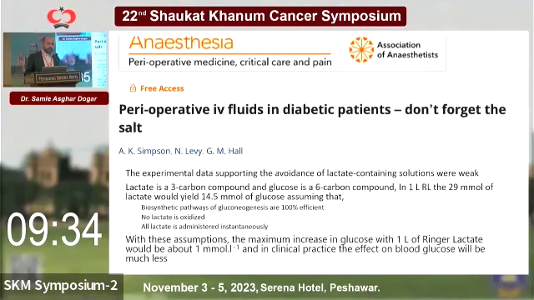Don't forget the salt. What they noted was that lactate is a 3-carbon compound and glucose is a 6-carbon compound. In 1 liter of ringer lactate, the 29 millimoles of lactate would yield 14.5 millimoles of glucose. This is assuming that the biosynthetic pathway of gluconeogenesis is 100% efficient, no lactate is oxidized, and all lactate is administered instantaneously. If all these assumptions are met, 1 liter would increase glucose levels by 1 millimole per liter.